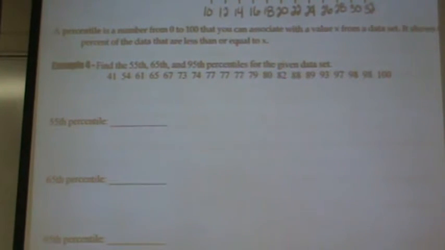So then the last thing that we're going to talk about today is percentile. What percentile is, is a number from 0 to 100 that we can associate with a value in our data set. And what it shows is the percent of data that is less than or equal to that point in our data set. So example 4, we're going to actually find some of these and it'll help explain it a little bit better.